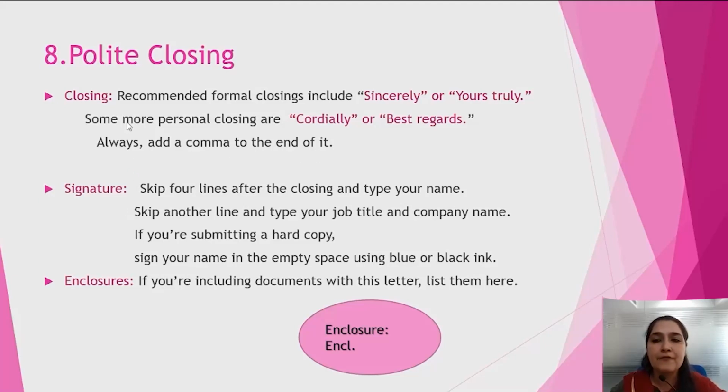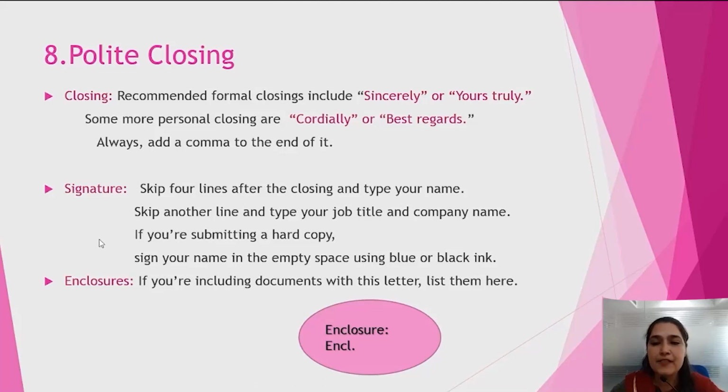Then after we have written sincerely or yours truly, always skip 4 lines after the closing and then type your name. So why are these 4 lines left? So that a person can actually put the signature with the pen even when the letter is typed. So in the empty space you can use a different ink, usually to show that there is a personal connect of the writer and it's not just taken out from the machine and just a printed version.